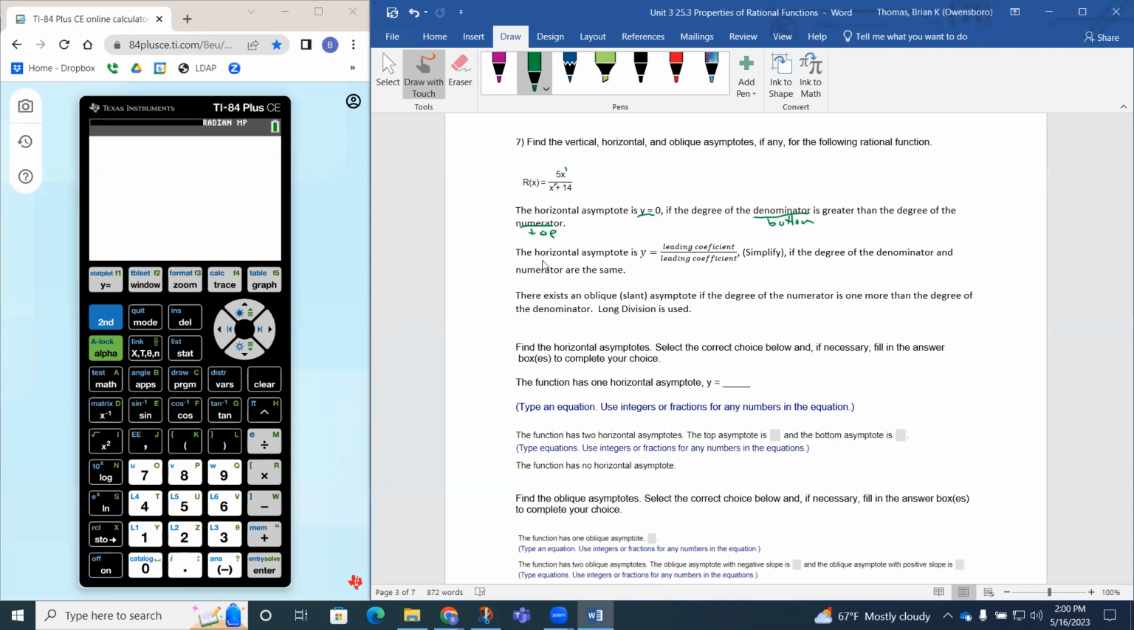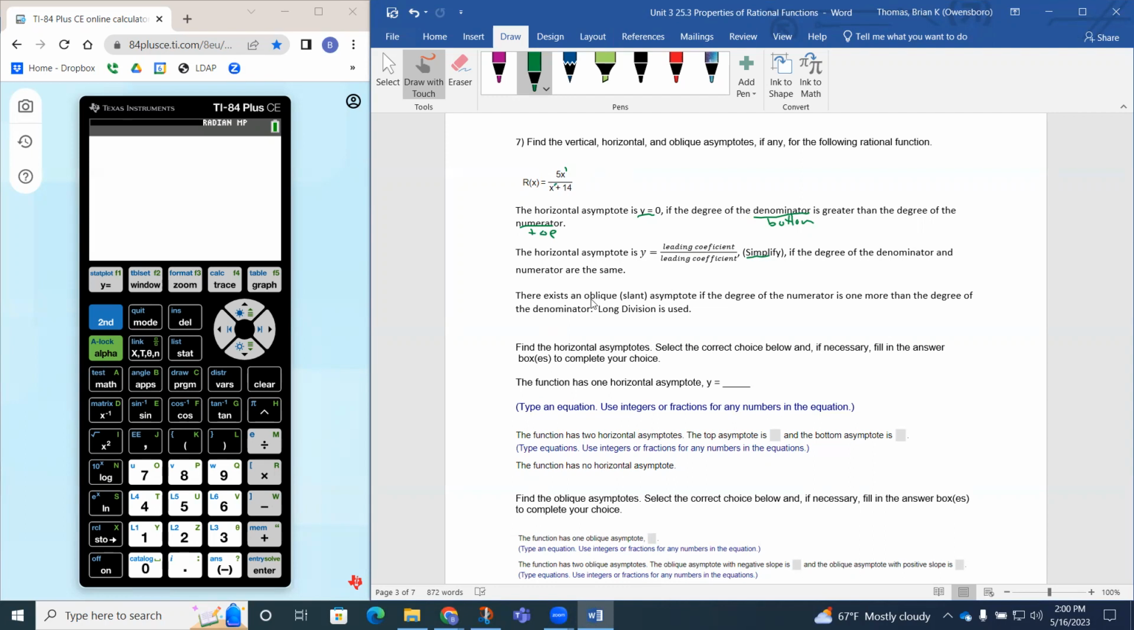The second scenario is the horizontal asymptote is going to be y equals the leading coefficient of the top divided by the leading coefficient of the bottom. So the leading coefficient of the numerator divided by the leading coefficient of the denominator, and that has to be simplified. This happens if the degree of the denominator and the degree of the numerator are the same. So if I look at this, the degree of the top and the degree of the bottom are the same. So that's the one we would use here.